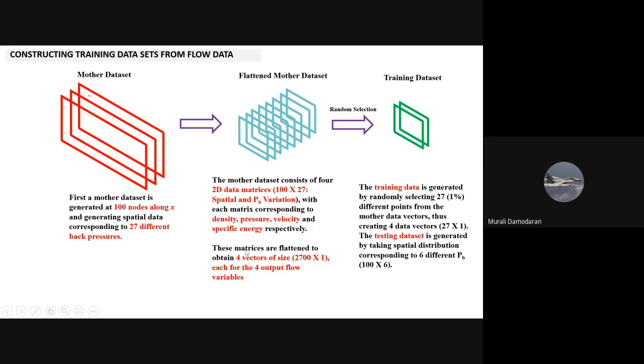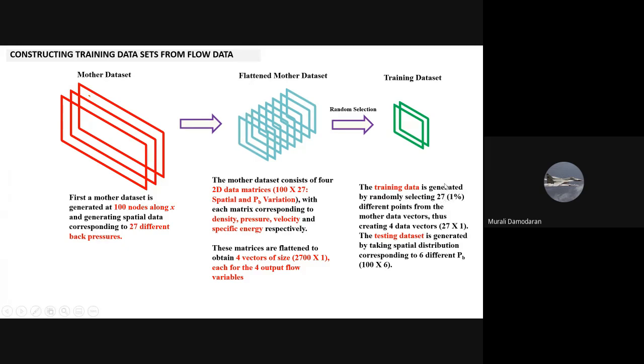So you have to concatenate your CFD data set into something. So we flatten the mother data set. You have these four vectors of size 2700 by 1, one for each of the four output variables. This is how we flattened it, and then from this we select randomly. Training data is generated by randomly selecting a certain percentage.